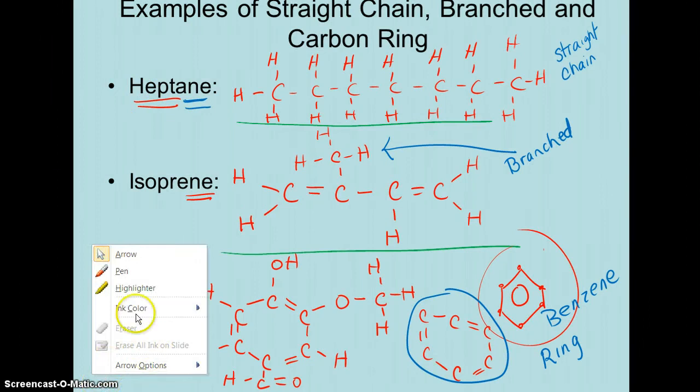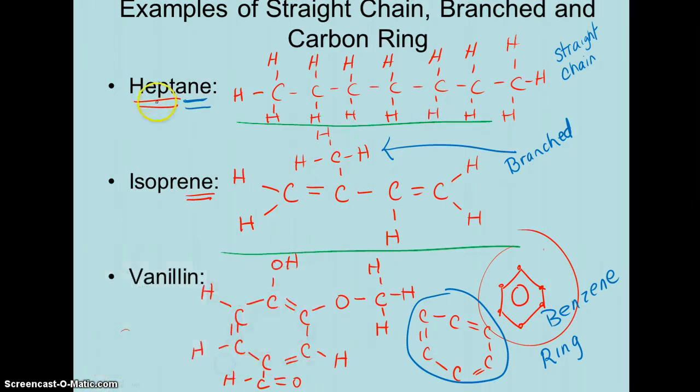Hept meaning 7 right here. 7 carbons. ANE, which I have underlined in blue here, telling me that they are all single bonded. And this is how you would draw it. 1, 2, 3, 4, 5, 6, 7. I would draw my 7 carbons first, fill it in with my single bonds, and then I would attach my hydrogens accordingly. Straight chain.